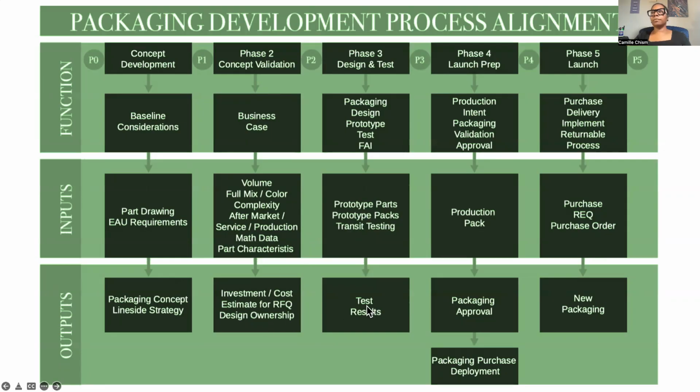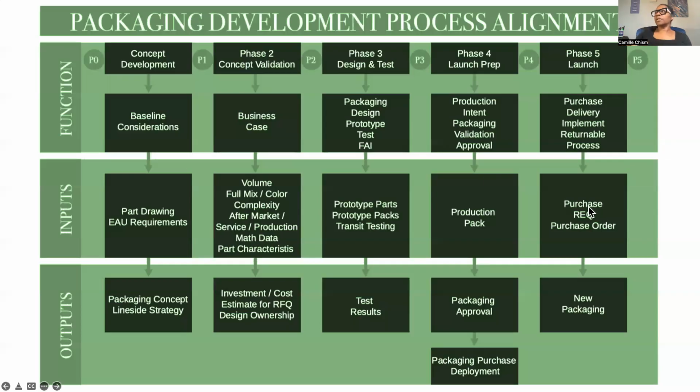At this point, outputs would be test results. So you're running testing with these prototypes, and you'll get test results at this point. This is where you're saying the parts were okay after the transit testing, or maybe we need to make some revisions. But you want to make sure that the parts pass transit testing that is consistent with whatever transit is going to be used. So whether it's trucks or trains or boats or planes, whatever it might be, you want to make sure that your transit test reflects how things are really going to be shipped.